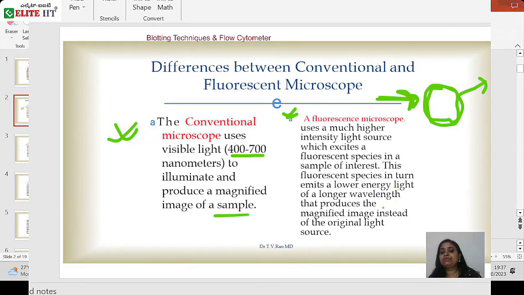Okay, now that produces the magnified image, so it will give you better results. You can get a bigger sized image for a very small particle, which is not visible through the conventional microscope. You can detect it in the fluorescent microscope because a smaller size particle can give you a magnified image in fluorescent microscopy. Okay, is it clear?